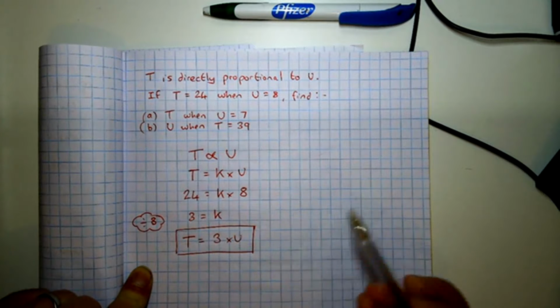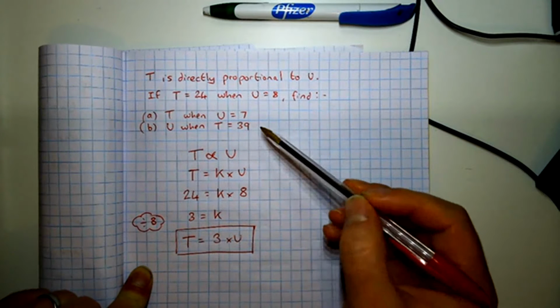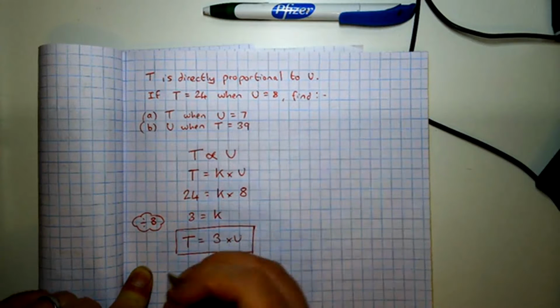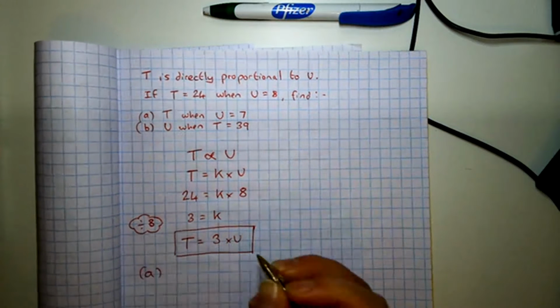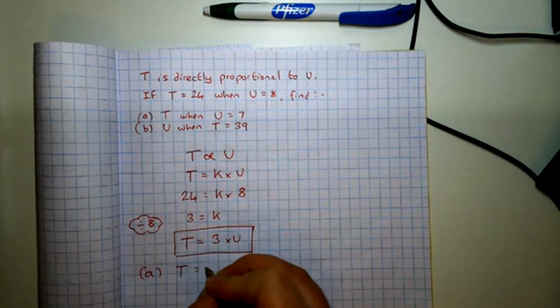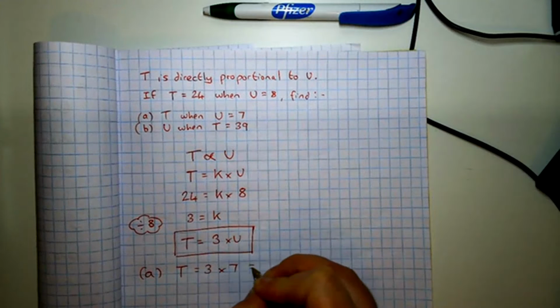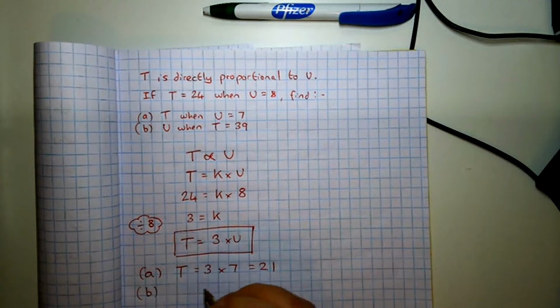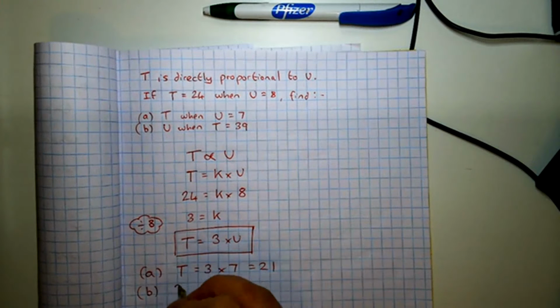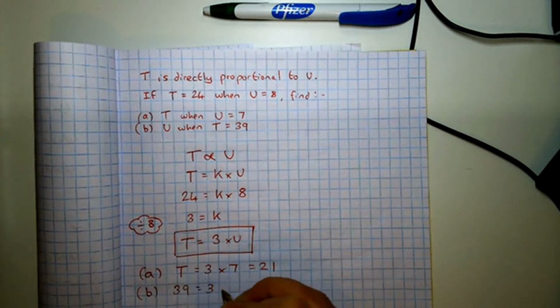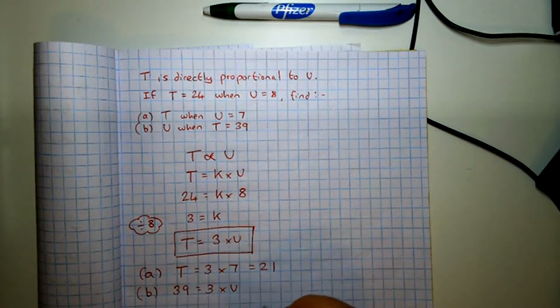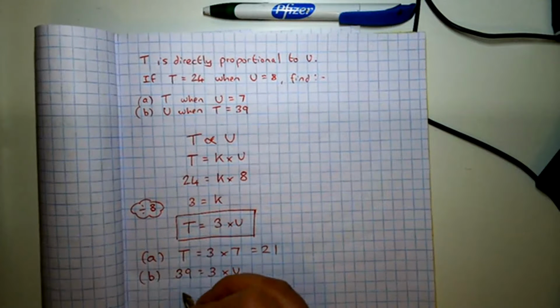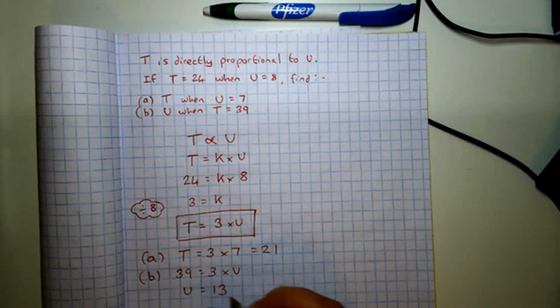And I'm going to use that formula to find the different things they want. So they want t when u is 7. So t equals 3 times 7, which is 21. And for part B, we want u when t is 39. So 39 equals 3 times u. Well, you can divide both sides by 3 and realize that u is going to equal 13 there.